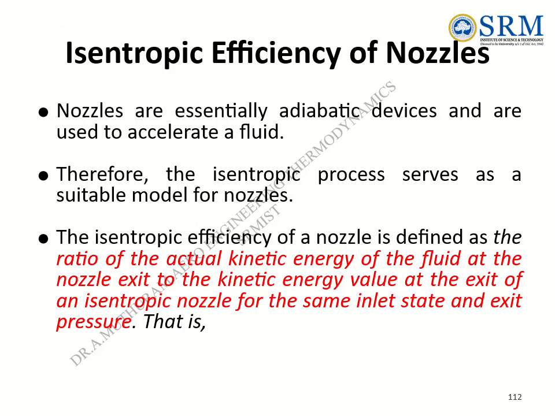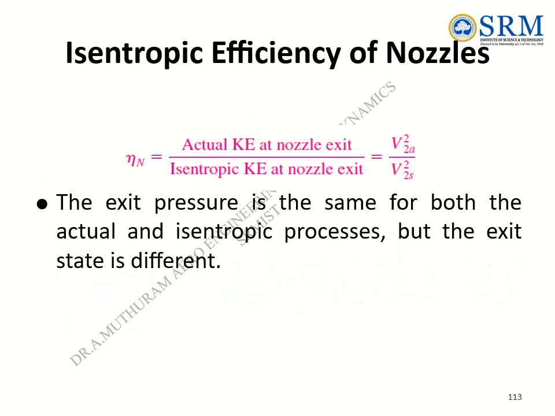Nozzles are essentially adiabatic devices and are used to accelerate a fluid. Therefore, the isentropic process serves as a suitable model for nozzles. The isentropic efficiency of a nozzle is defined as the ratio of the actual kinetic energy of the fluid at the nozzle exit to the kinetic energy value at the exit of an isentropic nozzle for the same inlet state and exit pressure.